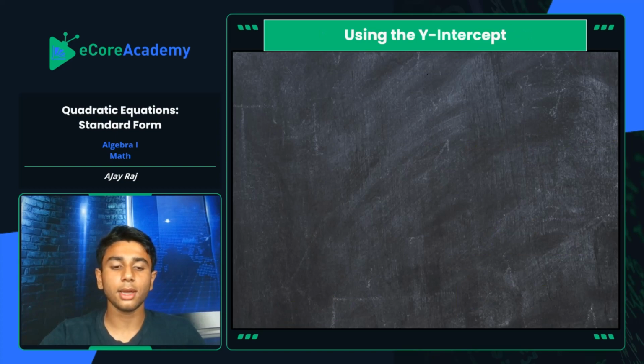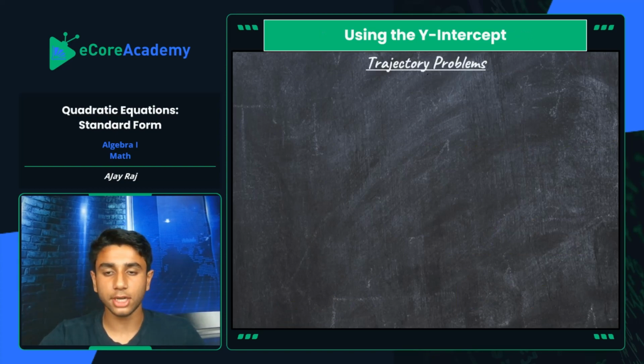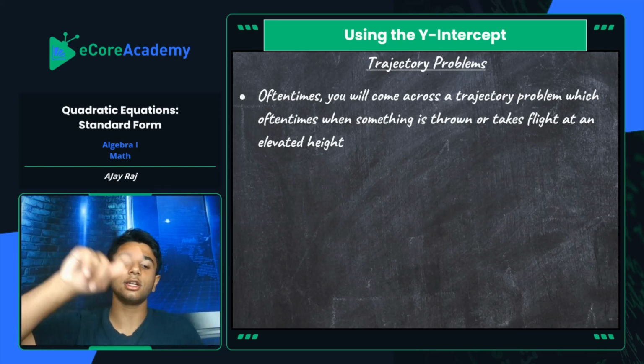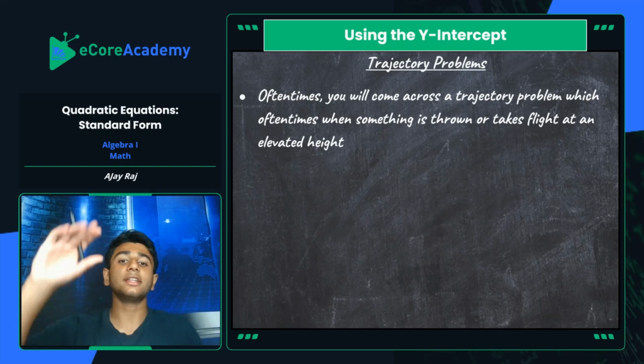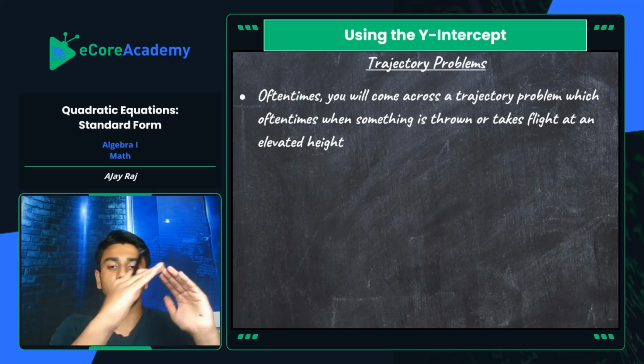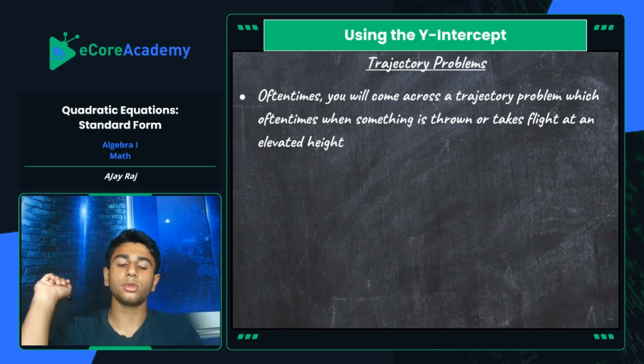And finally, we're going to be looking at problems using the y-intercept with trajectory problems, just summarizing these types of problems. Oftentimes we'll come across a trajectory problem when something is thrown or takes flight at an elevated height. So think about taking a ball. It's starting from your hand, you're throwing it up, it's going to be an ellipse, just like a parabola, and it's going to literally drop on the ground. And obviously those heights are going to be a little bit different. Therefore, it's going to be something with an overall trajectory that's abnormal.